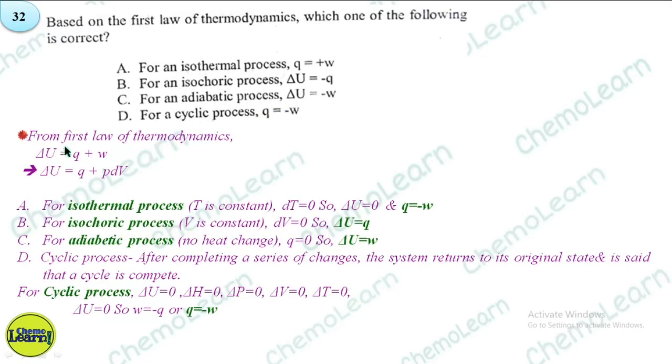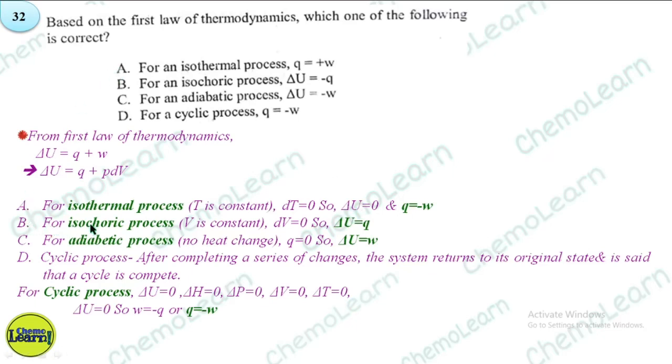You know, the first law of thermodynamics states that delta U, that is change in internal energy, equals Q, that is heat change, plus W, that is work done. So, delta U equals Q plus P delta V, where dV is the change in volume and P is the pressure. For an isothermal process, temperature is constant, that means dT, change in temperature, is 0. So, delta U will also be 0. So, Q will be minus W. So, option A is the incorrect one.